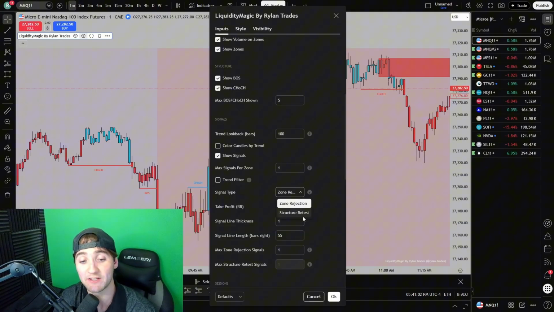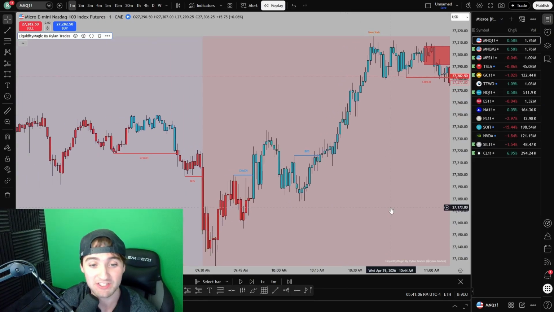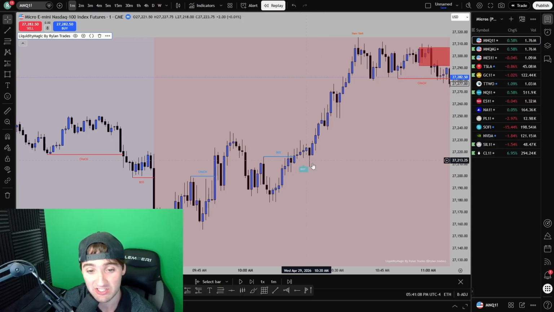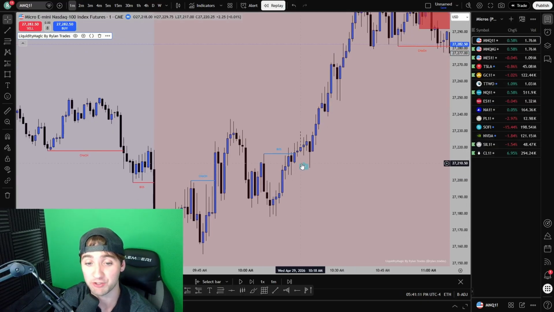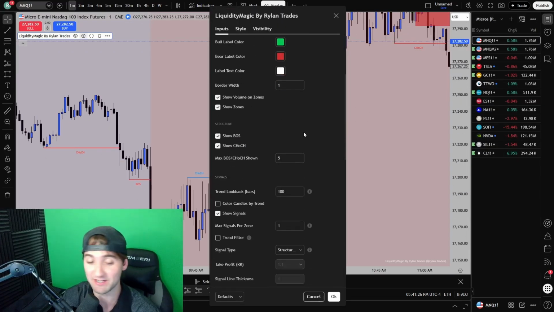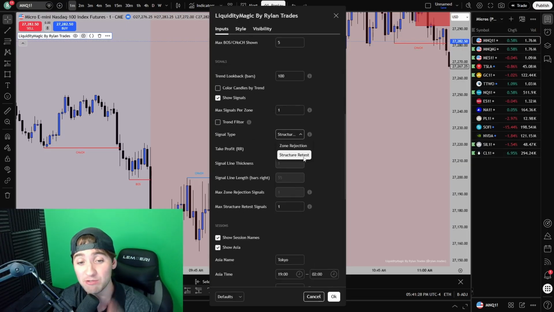We also have two signals, by the way. So say if we want to go on structure retest, let's go ahead and wait. As you guys could see, it produces a signal on a break of structure. What I recommend is using this right here on a trending market. If you're seeing a choppier, rangier type of market, you're going to want to go on zone rejection.